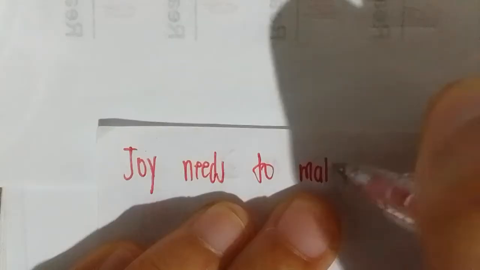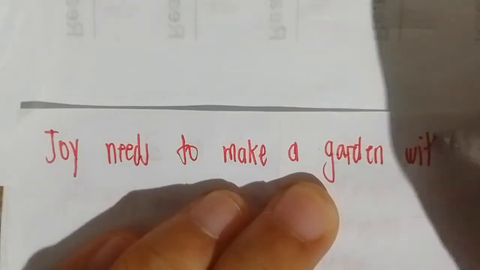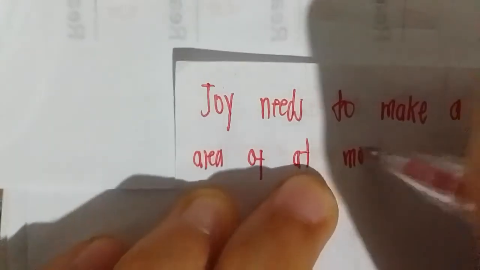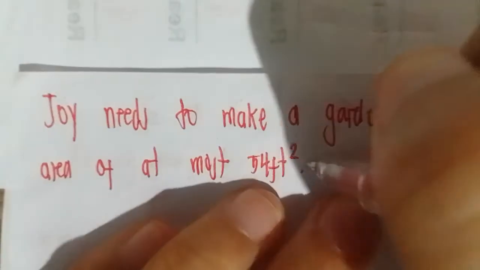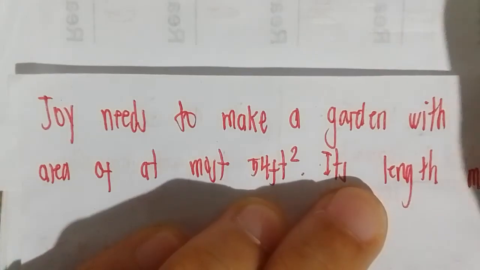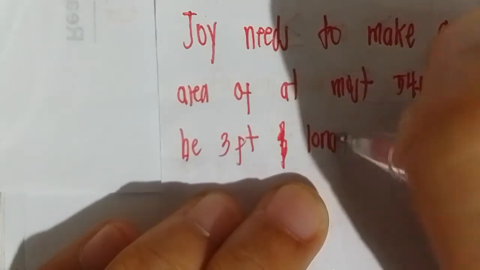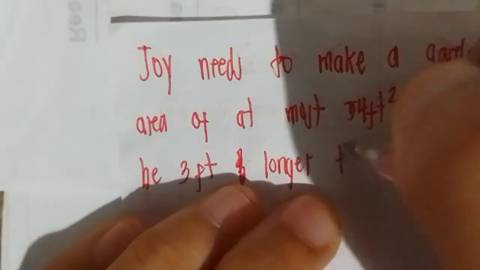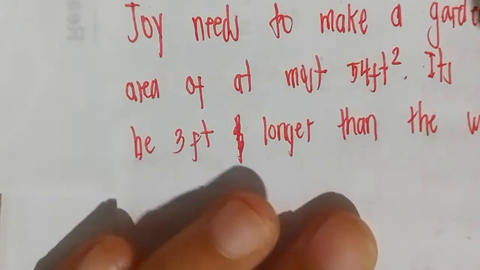Joy needs to make a garden with an area of at most 54 feet squared. Its length must be 3 feet longer than the width. Give the measurement.